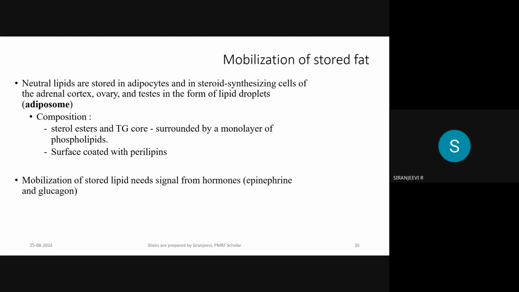Majorly, any neutral lipids are stored in the adipocytes and in the steroid-synthesizing cells of the adrenal cortex, ovary, and testis in the form of lipid droplets. It's none other than the adiposome. This adiposome has the core structure of cholesterol esters other than the neutral lipids, and it's surrounded by a monolayer of phospholipids. Moreover, these lipids are further surrounded by a protein called perilipins. How does perilipin mobilization happen? This is usually from the hormones epinephrine or glucagon.